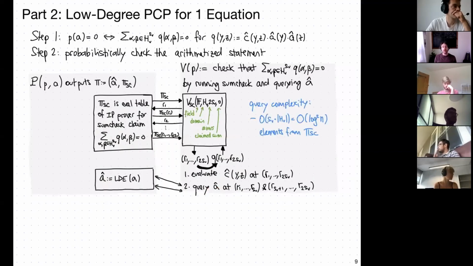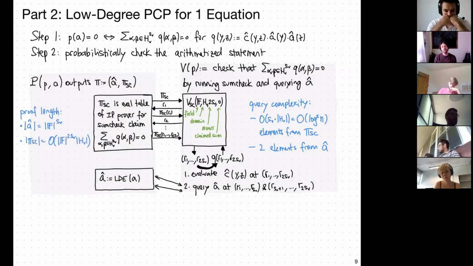Now if you want to look at the query complexity, well, what are we doing here? We look at the soundcheck protocol. At each point we'll need to read a proof of this length. And because we are working over roughly an order of s elements, we'll have to do it for s many rounds, or 2s many rounds in this case, because it's two variables. So the total would be O of s log squared number of elements. And we'll query these two elements that we need from A hat, one for this variable and one for the other one.